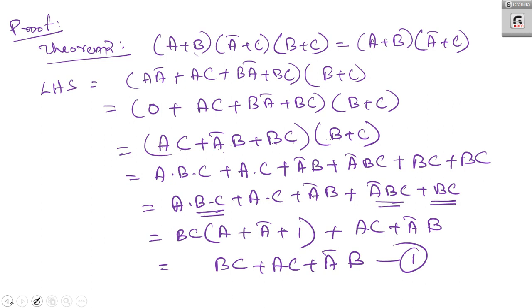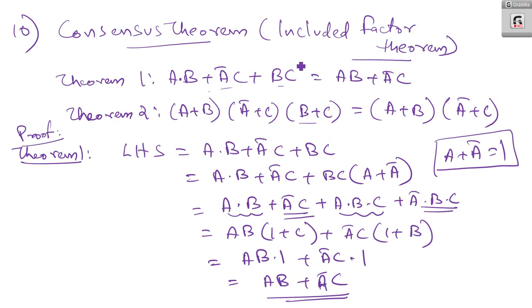Included factor theorem means that if you are writing a factor here, that factor is already included in the other two terms. That is again in the AND form or OR form. This is the AND form and this is the OR form.